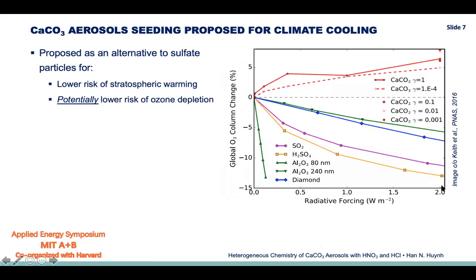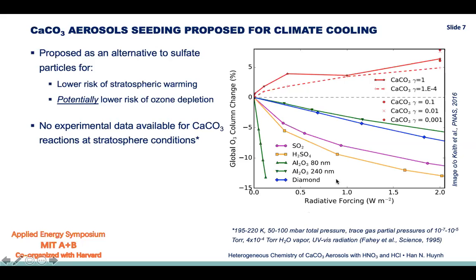As a result, alternative particles have been proposed that could cool the Earth's surface temperature while minimizing the negative impacts in the stratosphere. Calcite aerosols, especially, often used as a proxy for mineral-rich dust in the lab, were recently suggested as one of the seeding options due to its lower risk of stratospheric warming and ozone depletion based on Dr. Keith's 2016 modeling study. In that study, the global ozone impact from a variety of aerosols was modeled, including calcite shown here in red and sulfate in yellow.